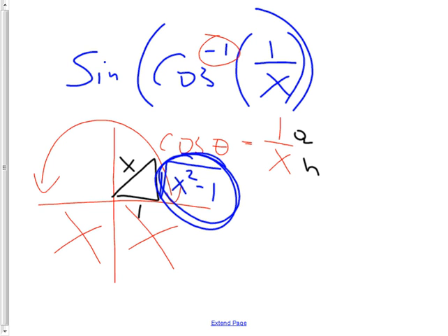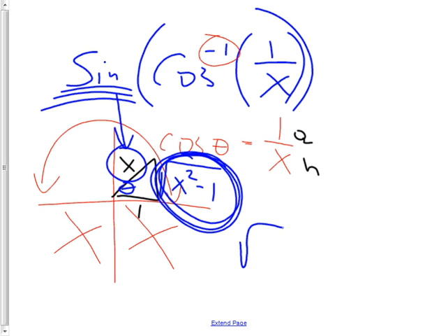So now, what's the final question? Sine in that picture of that angle, sine is opposite over hypotenuse. There's the opposite. There's the hypotenuse. Root x squared minus 1 over x.